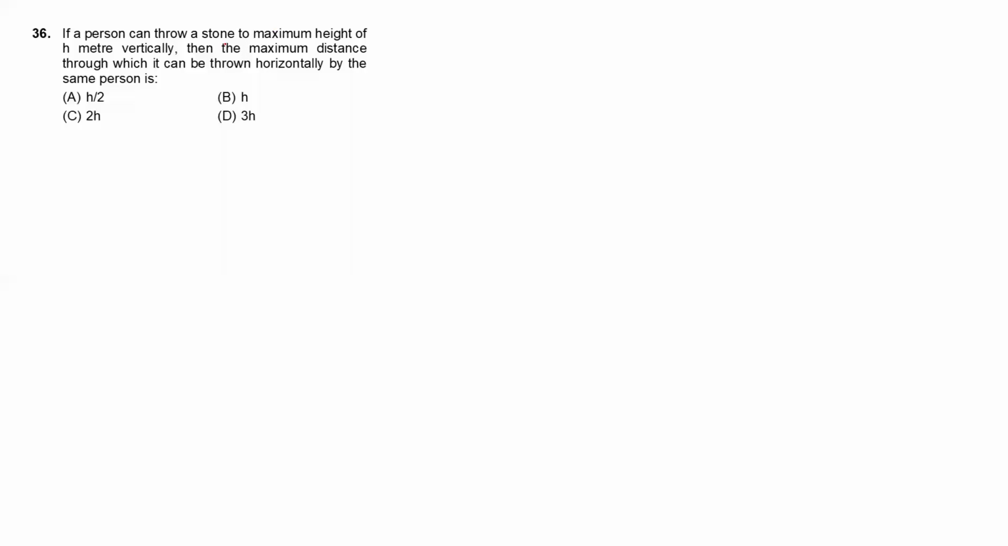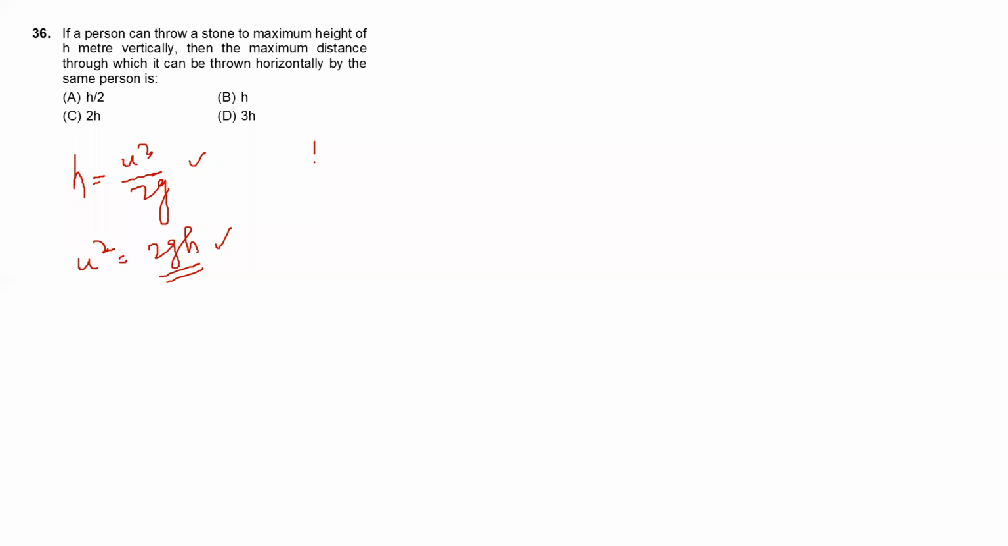If a person can throw a stone to a maximum height of h meter vertically, then what is the maximum distance through which it can be thrown horizontally by the same person? Here the important thing is to find the velocity with which he is throwing. Friends, h is equal to u square by 2g in vertical motion. That means u square is equal to 2gh. With this speed he is throwing the ball.